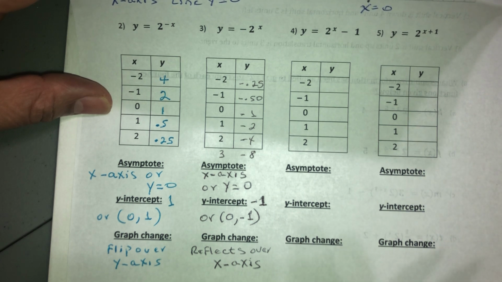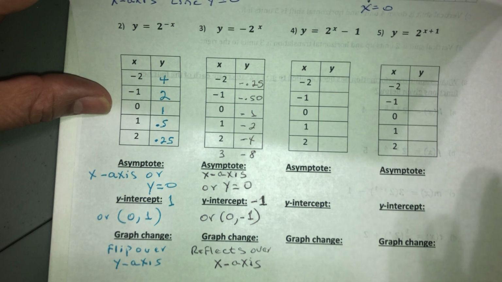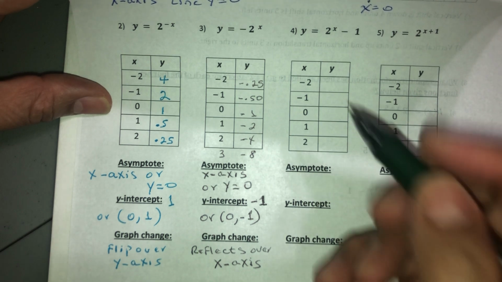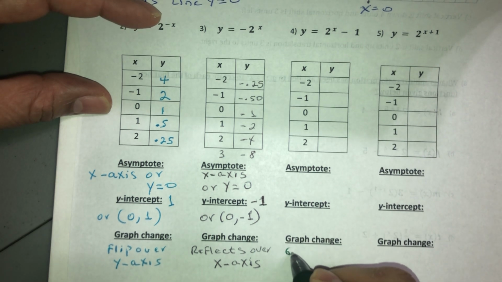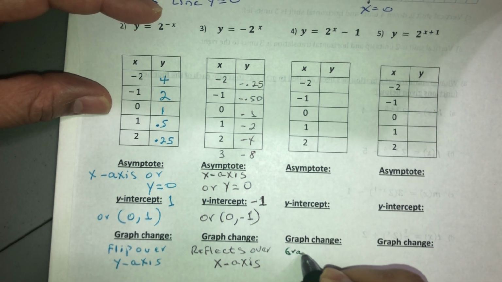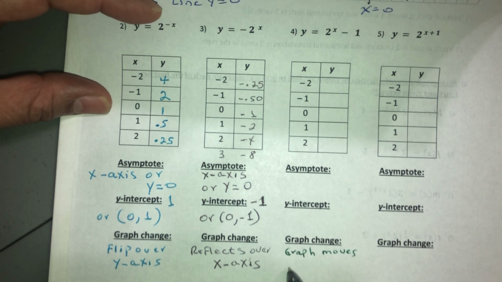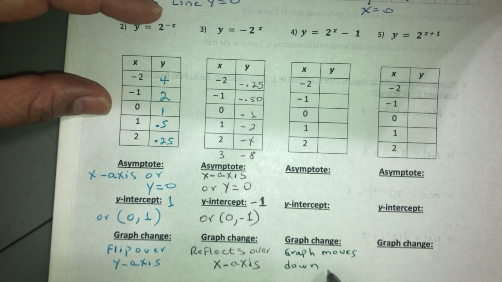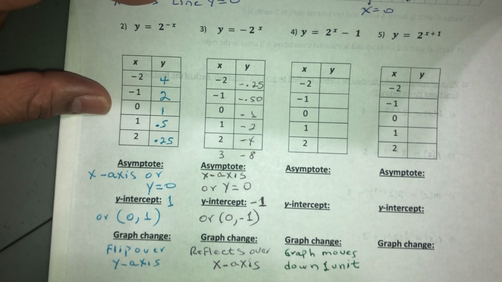What happens when we change the value of x, not the value of x? When we have the numbers next to the x, if it's positive, go to the left. If it is negative, it goes to the right. So in this case, it's going down 1. So I'm going to write here, graph moves down 1 unit. Okay.